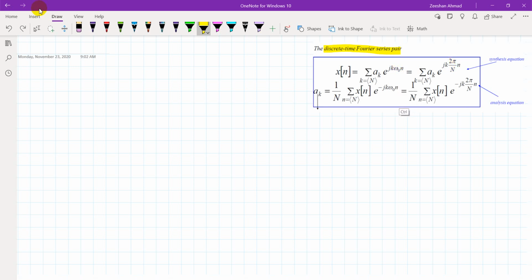Next thing is, the value of k is basically some integer values here. So normally this formula for x of n is basically the inverse discrete time Fourier series formula here. So let's start with the first problem. Let's start with solving the first problem here.